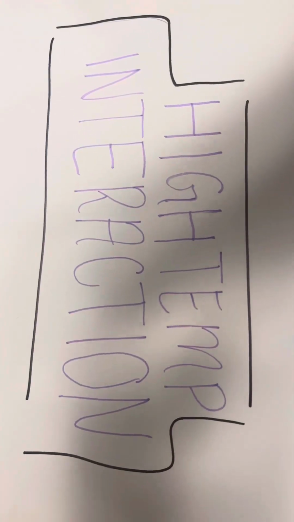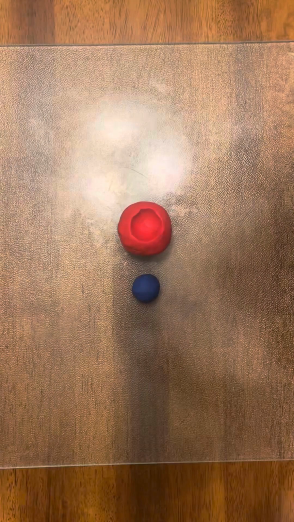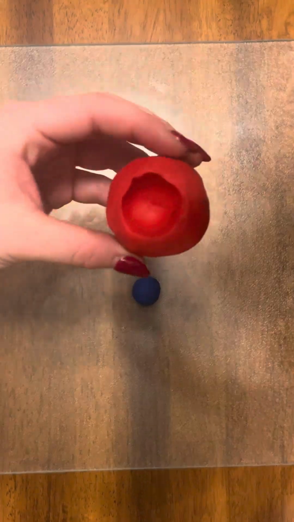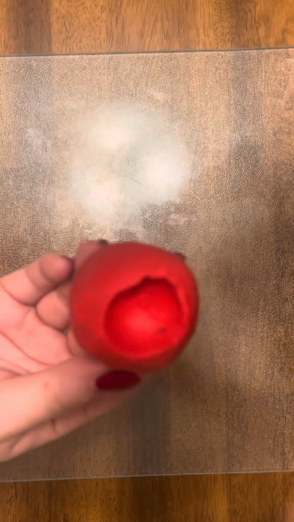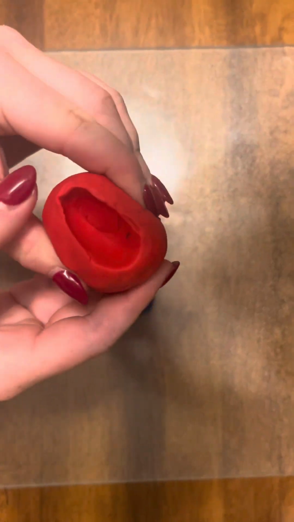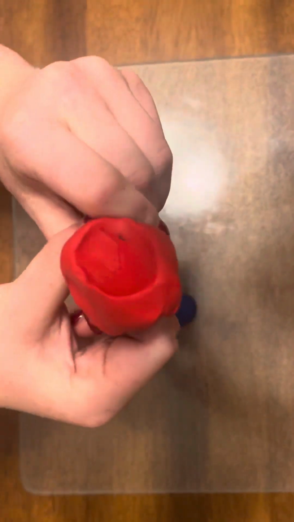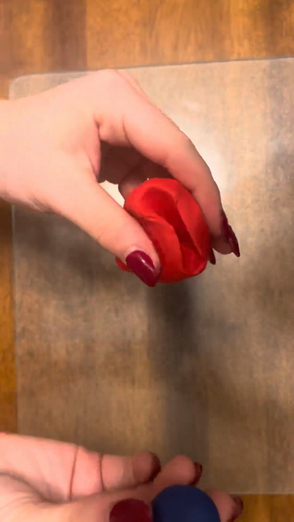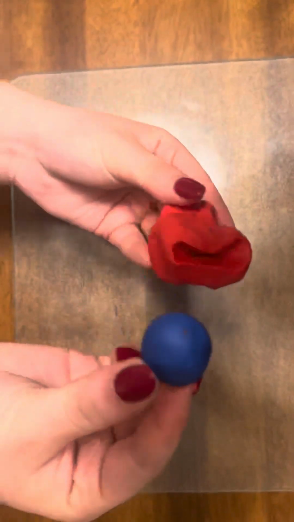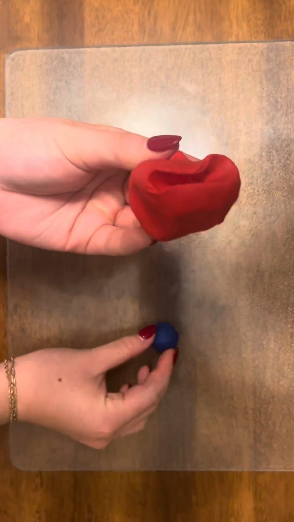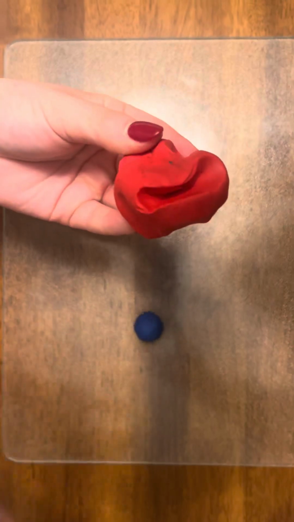The next one is a high temp interaction. So an enzyme is a protein molecule, not a cell. So it can't die, but it can denature as a result of a high temperature. So when it denatures, the substrate cannot fit in the active site because the active site has changed its shape and it can no longer bind to the substrate.